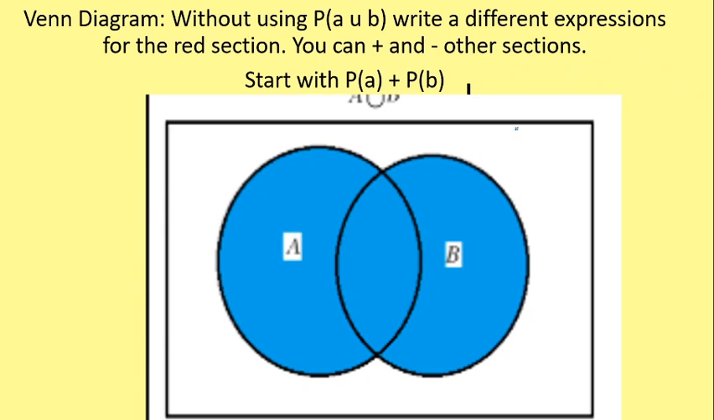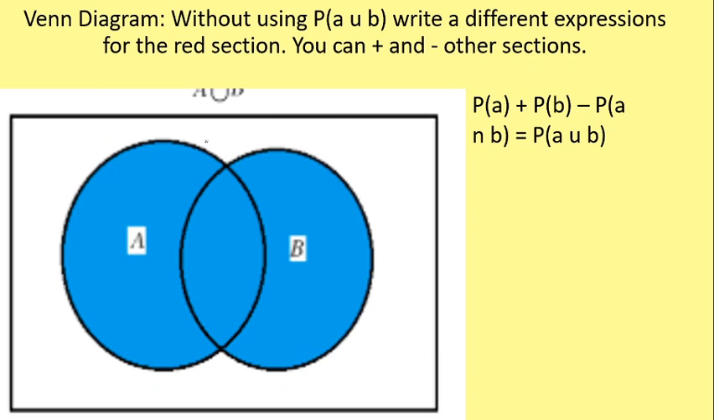Now, it's a very complicated question, but it is really simple. On this Venn diagram, this is A or B. Now I want you to write a different expression for A or B. You can use the section of A plus the section of not B and the section of not A or B. Start off with the probability of A plus the probability of B. What else do I need to put in here to give me exactly the same as the section of A or B? I'll give you a bit of time to think about that.